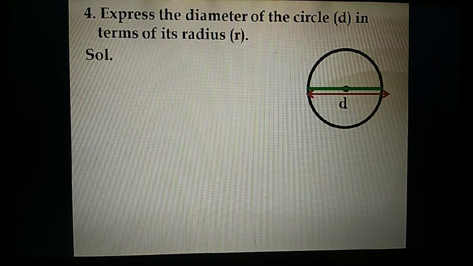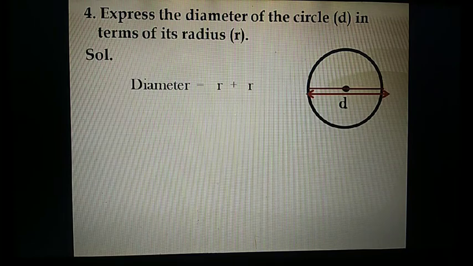Now what is radius? Radius will start from center and will touch the circle at one point. Here you have to express it by r. Here this one is a radius. Again this part is also a radius. So we can see that diameter is equal to radius plus radius, that is d equals 2r. This is a general formula or relation between diameter and radius, or you can say that here we are expressing diameter in terms of its radius.